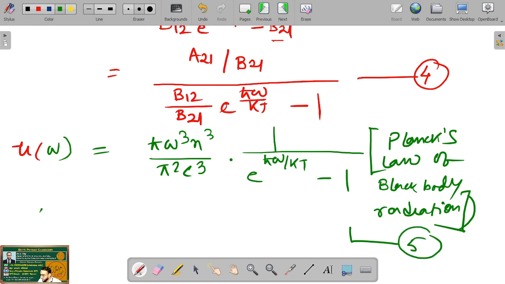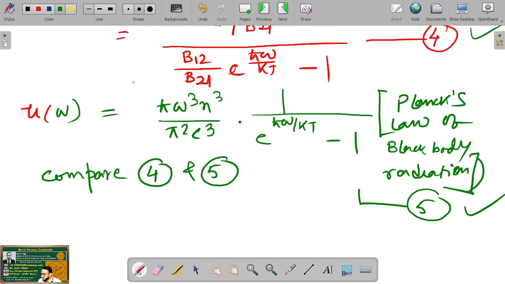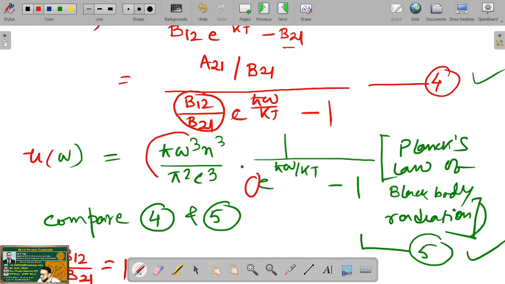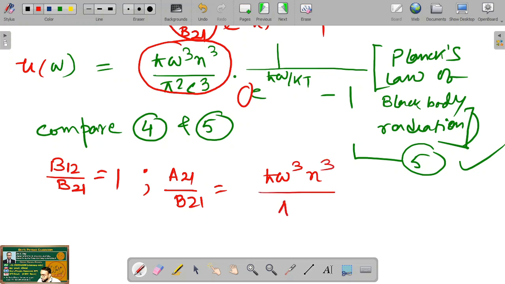So if we compare equations 4 and 5, what do we get? Comparing the two equations, we get B12 by B21 equals 1. That means the coefficient here is 1 and here the coefficient is B12 by B21. So B12 by B21 equals 1, and similarly the other term, A21 divided by B21, equals h cut omega cube n cube divided by pi square c cube.